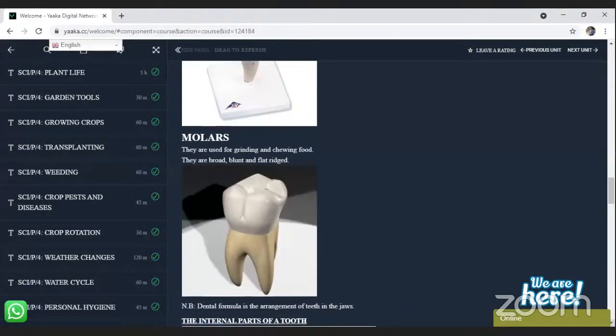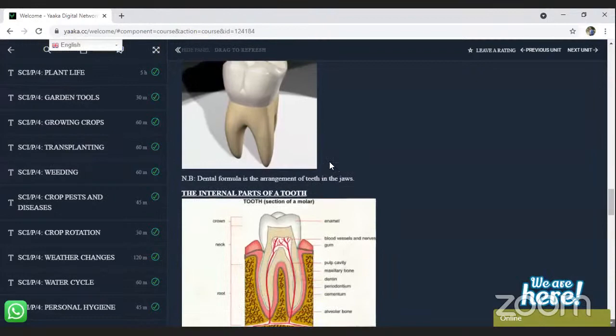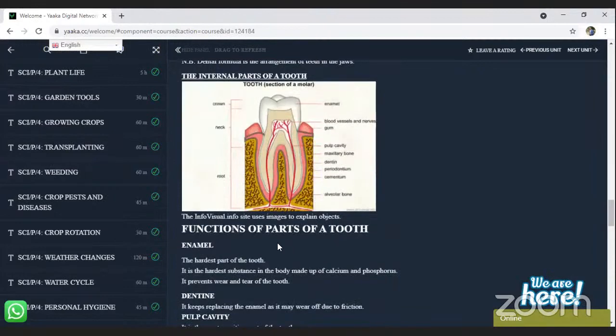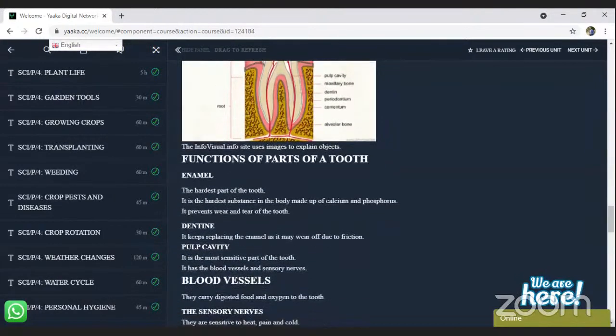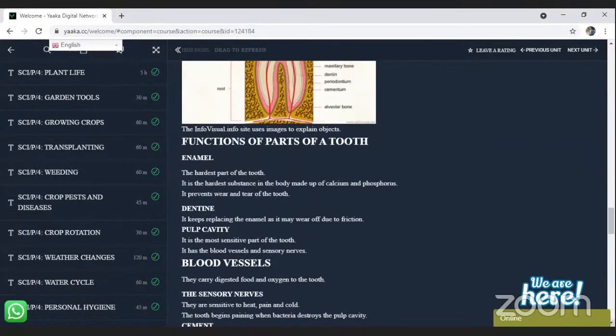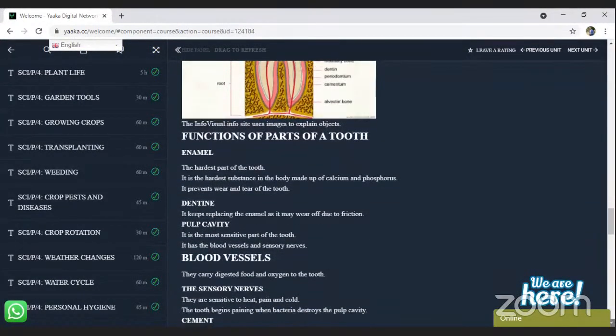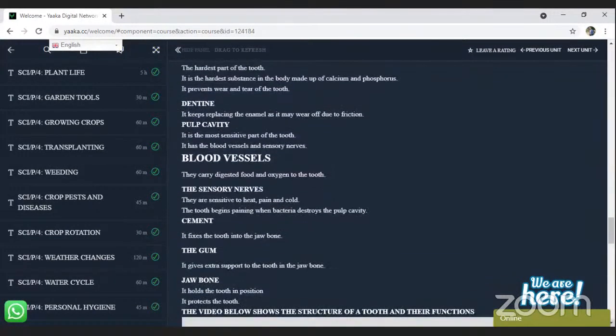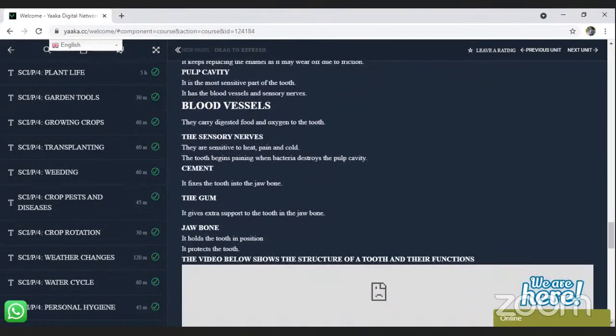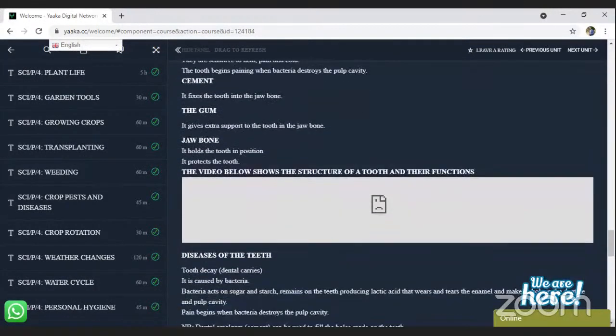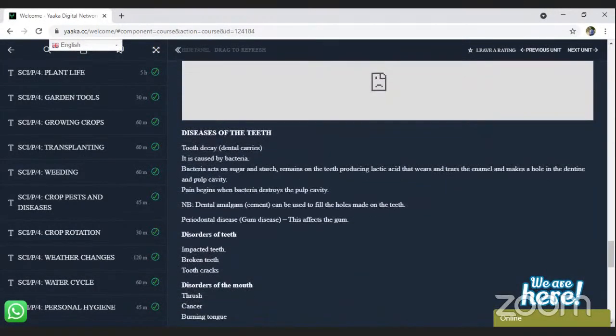You continue. Those other diagrams, you will draw them, including this one. You will draw a name and then have the functions of the different parts written down. The enamel is the hardest part of the tooth. The dentine keeps replacing the enamel. Pulp cavity contains the most sensitive part.